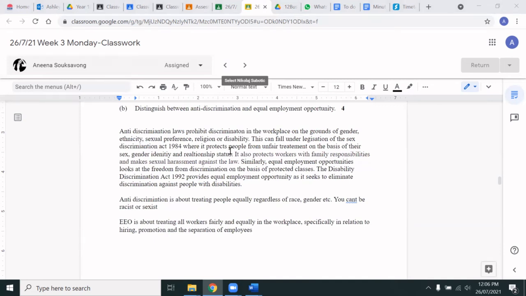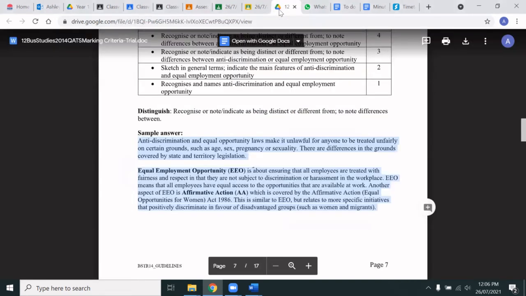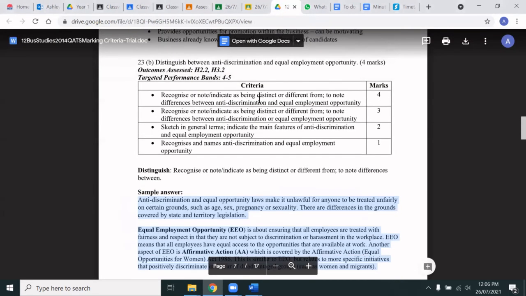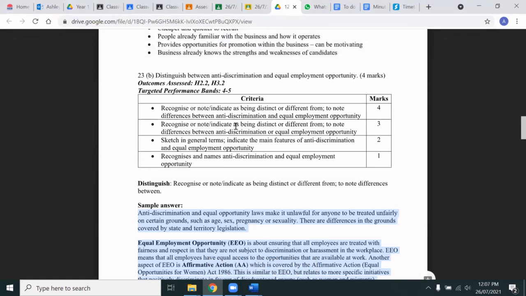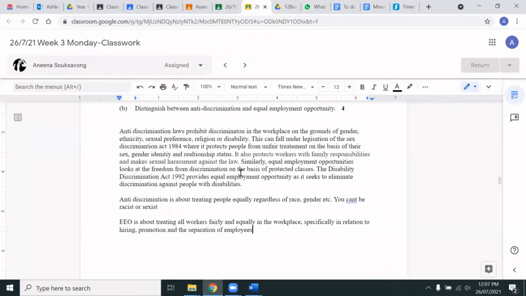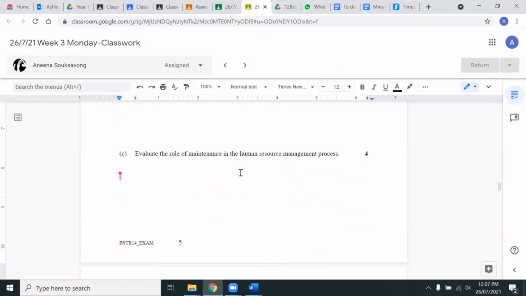Okay, Benny. Right, so let's look at the marking criteria as to what I would have given you, because we're stuck and bound by the marking criteria. So: recognize, indicate being distinct or different from. I can't give you 3 because you've not told me the difference. Sketch in general terms, yeah, I might be able to give you 2. I probably could give you 2, because it doesn't say here distinguish or the difference. So I'd only give you 2. It's a shame because it's not a terrible answer, but it's not answering the question. Okay, all right, guys, let's keep moving on.